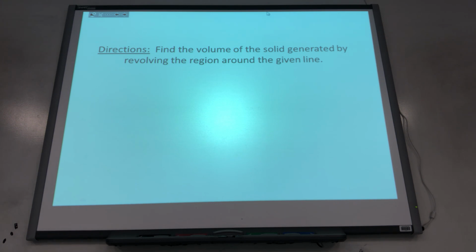So, quiz tomorrow. I am going to put in the directions to sketch a graph first. I know that hasn't really been specific in our notes in this section, but it will make up part of your points on the quiz. So it'll say sketch a graph and find the volume of the solid generated by revolving the region around the given line. We're going to sketch the graph first.